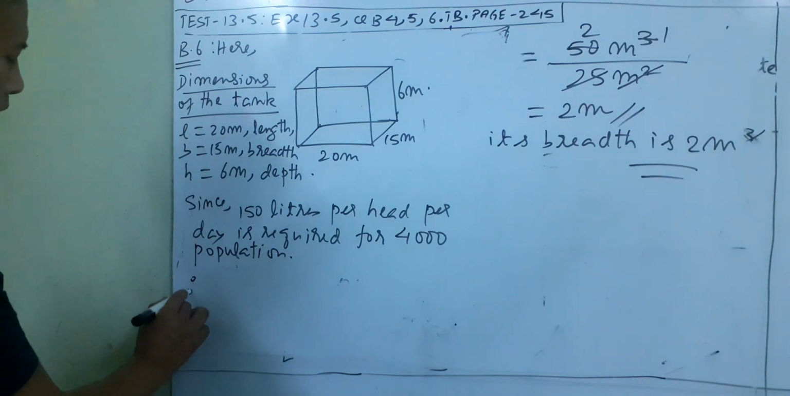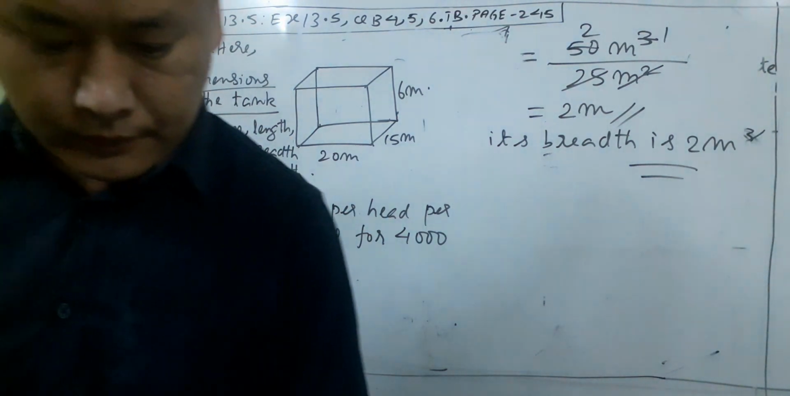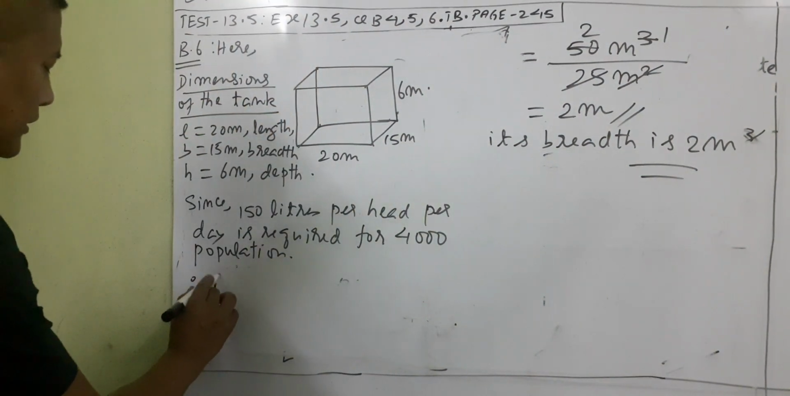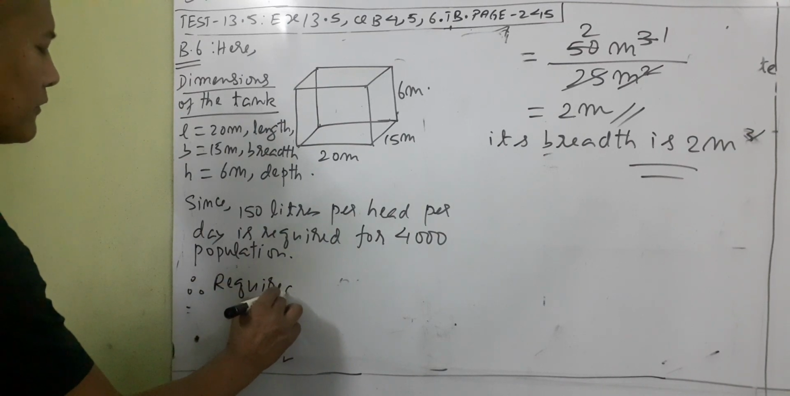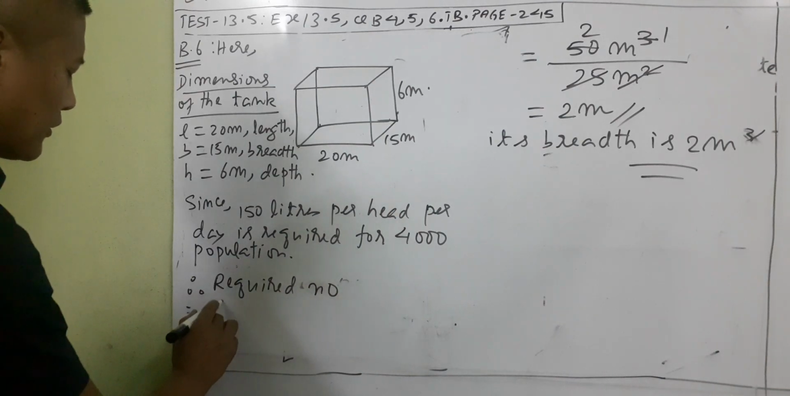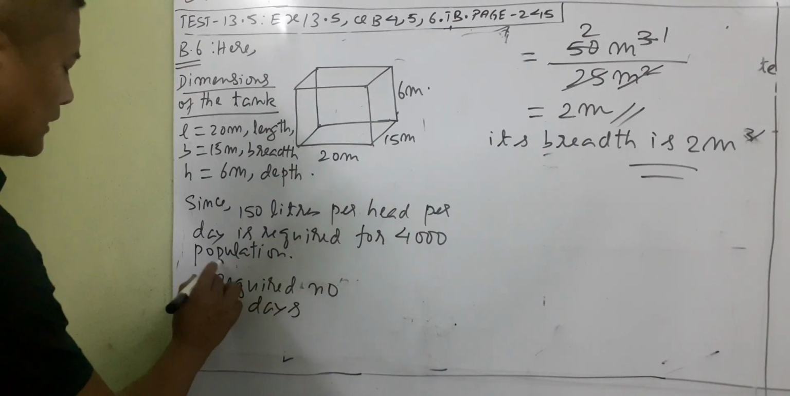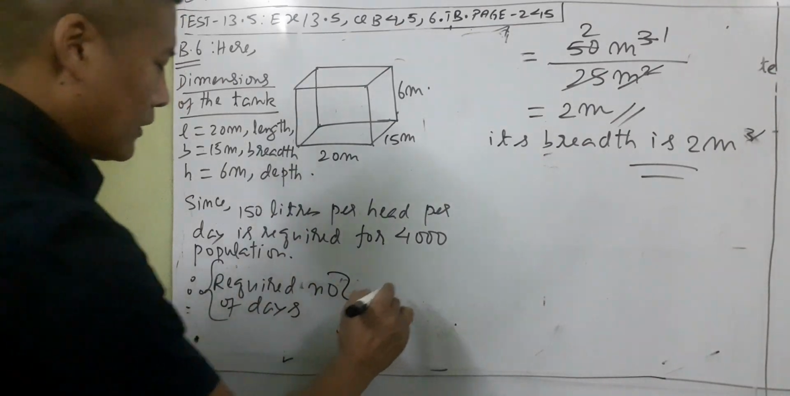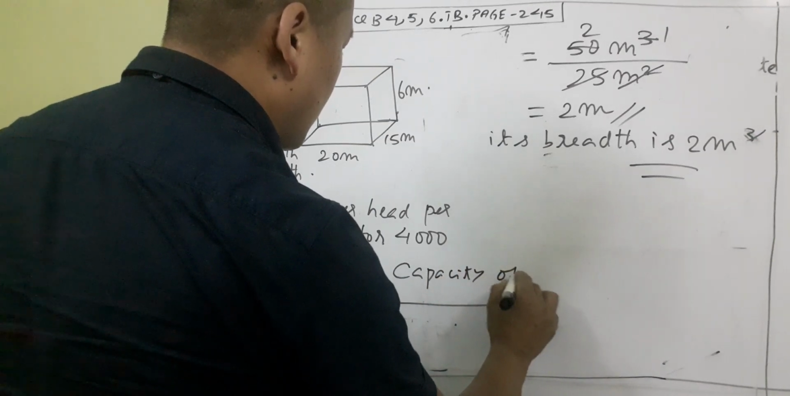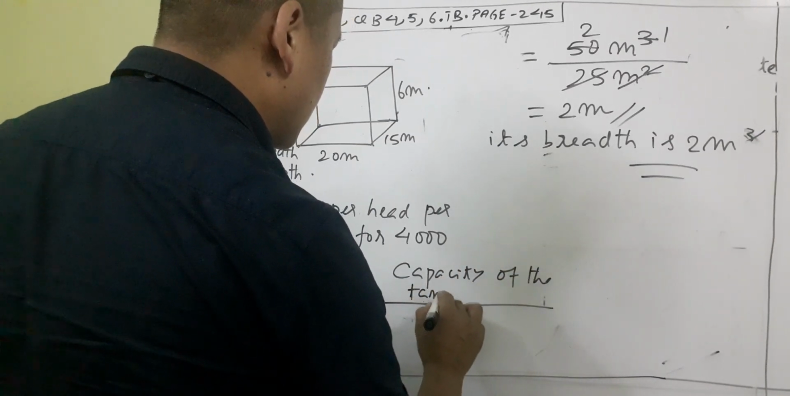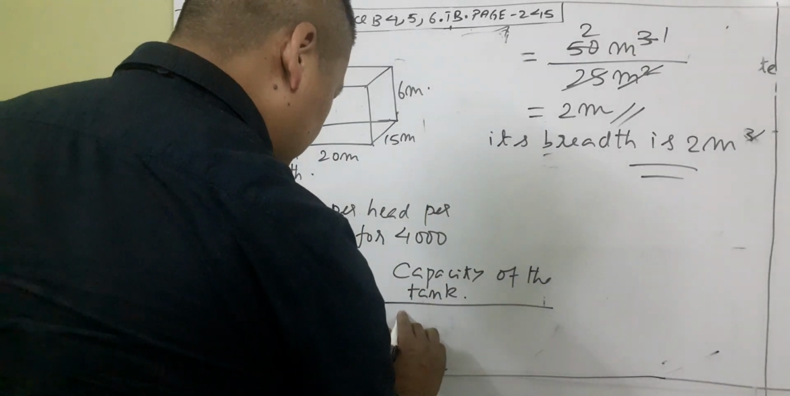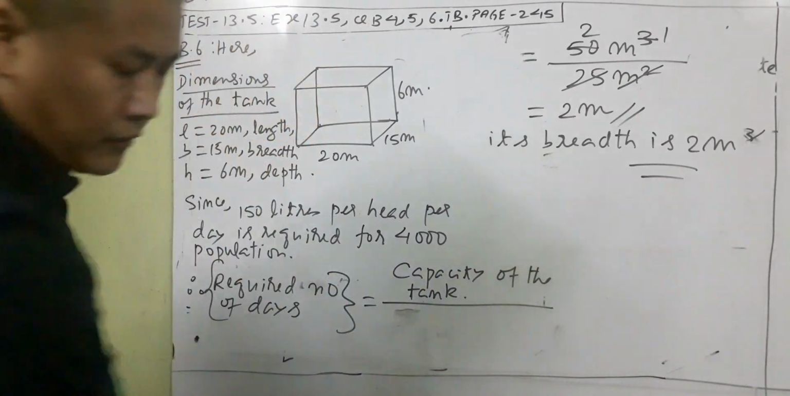Then what does this mean? Therefore, the question is saying, how many days will the water in this tank last? So you can just write here required number of days. That means the number of days this full water will last. The number of days that it will last will be equal to the total capacity of the tank, that means the full volume, divided by, or you write here capacity or volume also you can write.